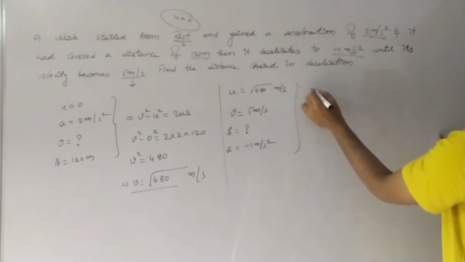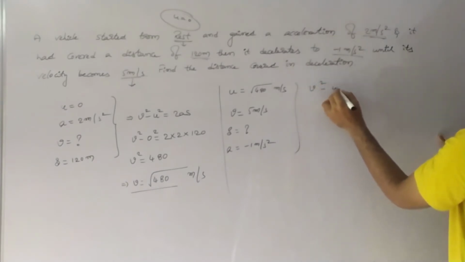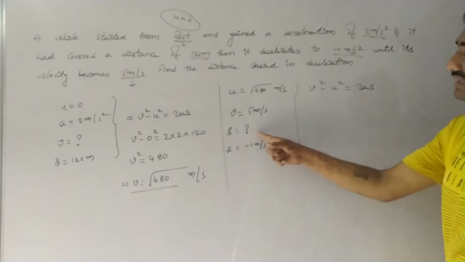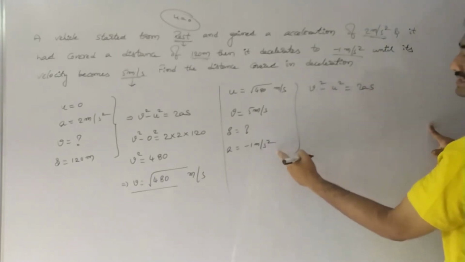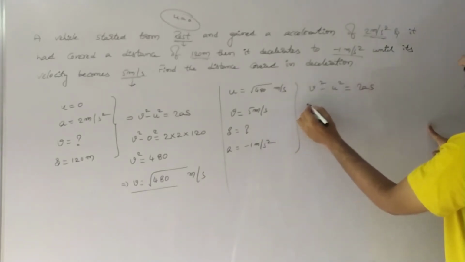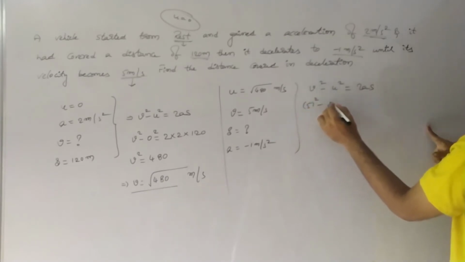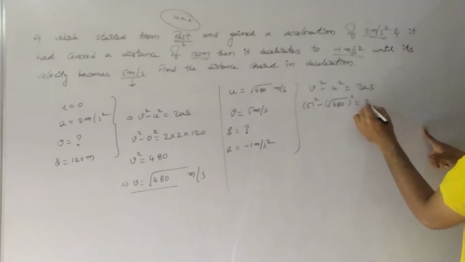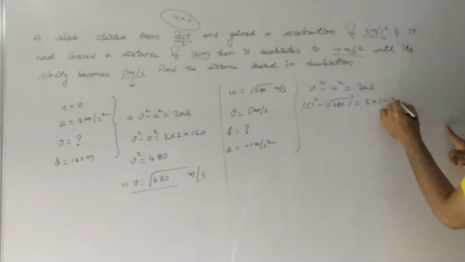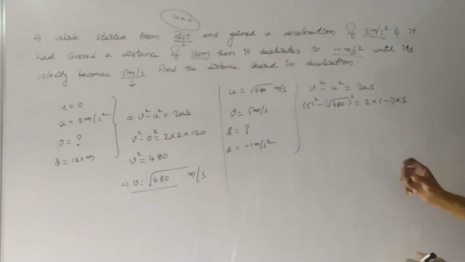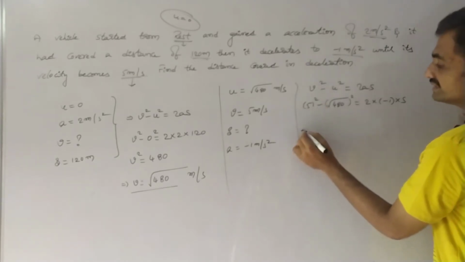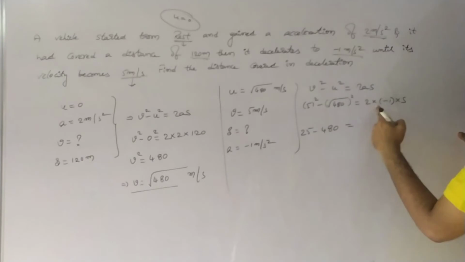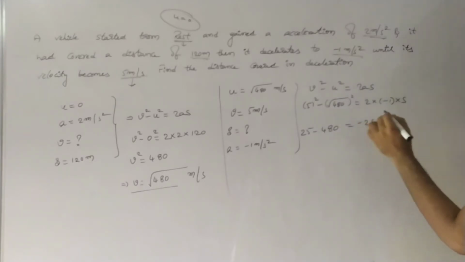Based on that, let us consider the same equation, v square minus u square equals 2as. Here we have to find s. So v is 5, so 5 square minus root of 480 square equals 2 into minus 1 into s. Observe that 5 square is 25, so 25 minus 480 equals minus 2s.